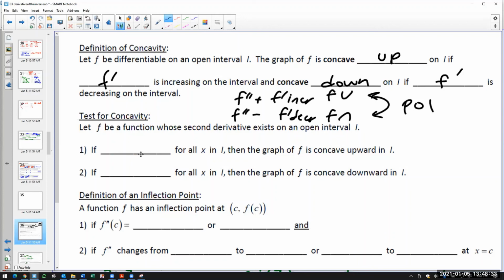If blank for all x, then the graph of f is concave up. This is concave up. What they're getting at here is if f double prime is positive. If f double prime is positive, f is concave up. If f double prime is negative, f is concave down.